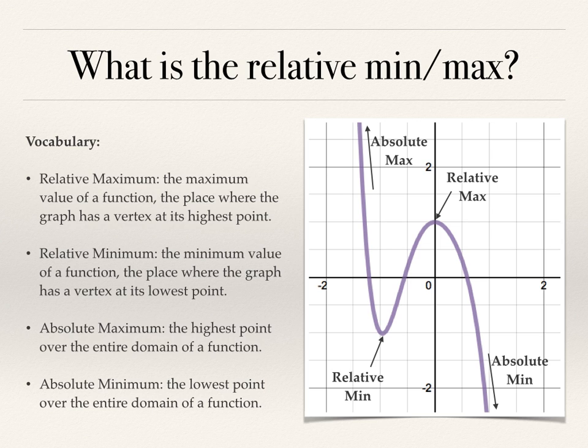Basically, looking at the graph on the right, the maximum is the highest point, the minimum is the lowest point, and the absolutes are the continuous rise and fall of the graph.